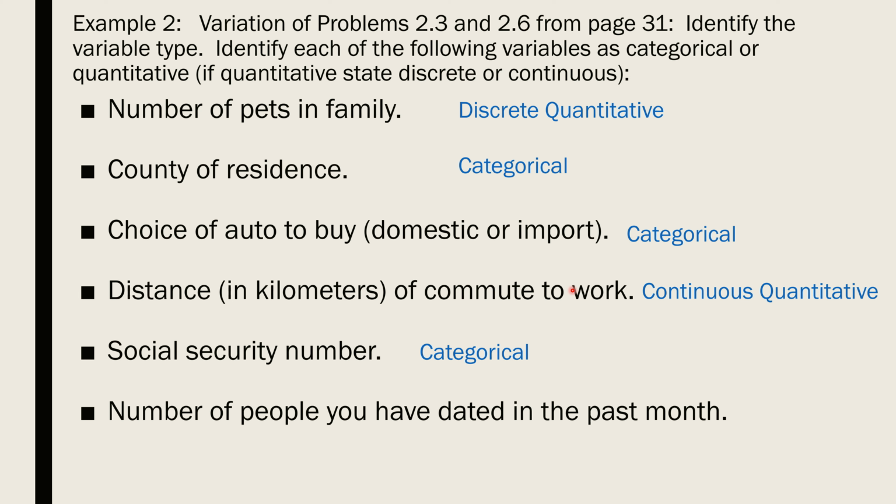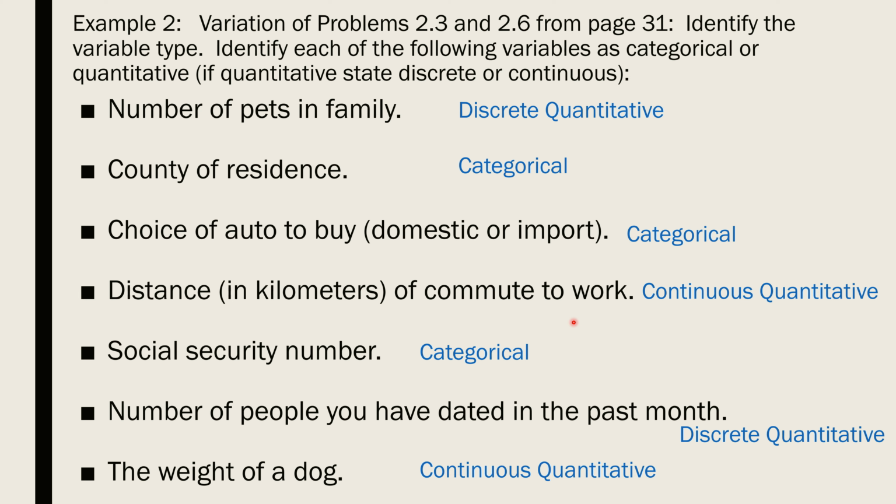Number of people you have dated in the past months. It should be a discrete quantitative variable. After all, you cannot date 2.5 people. Last, the weight of a dog. It is a measurement, so it should be a continuous quantitative variable.